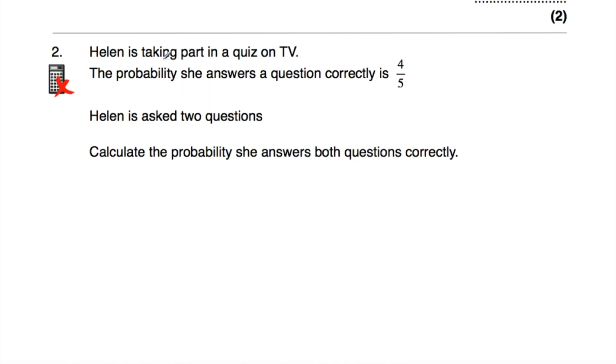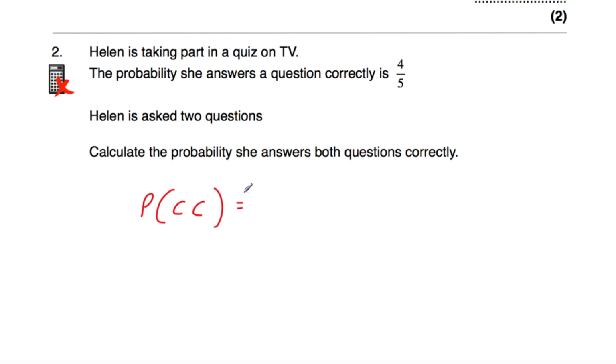Question number 2 says, Helen has taken part in a quiz on TV, and the probability that she answers a question correctly is 4/5. Helen is asked 2 questions. Calculate the probability that she will answer both questions correctly. So we want to find the probability of a correct answer and another correct answer.